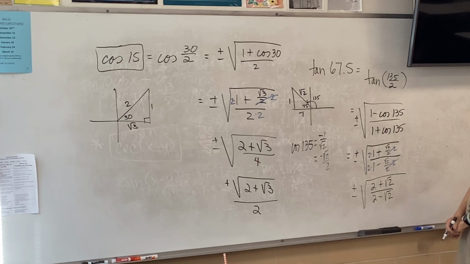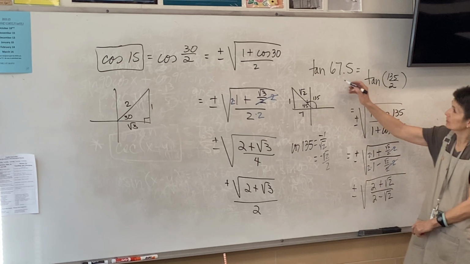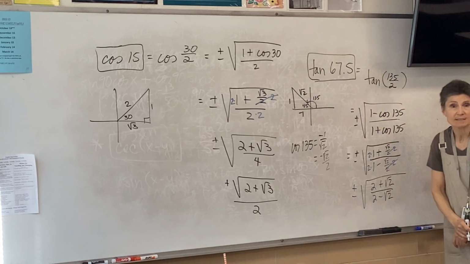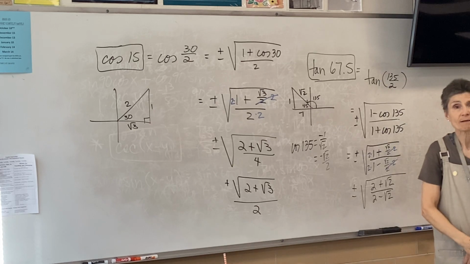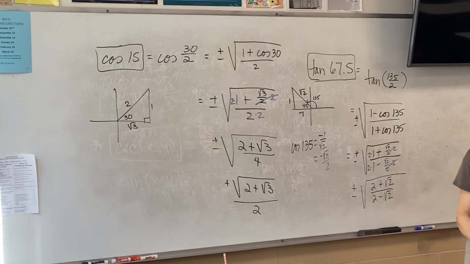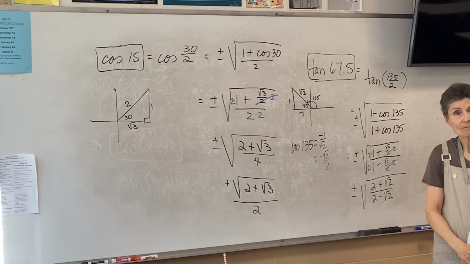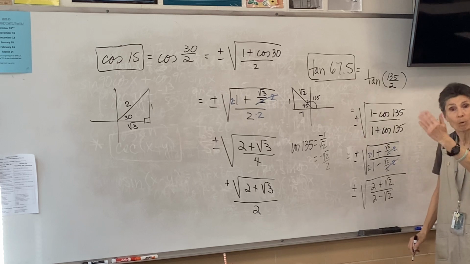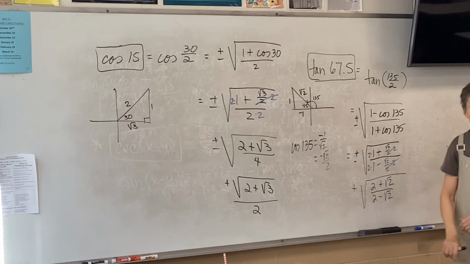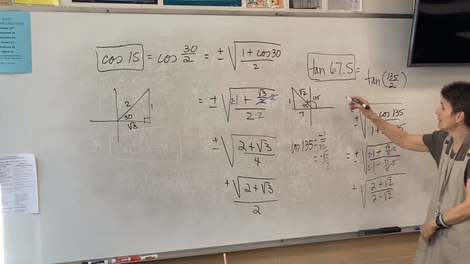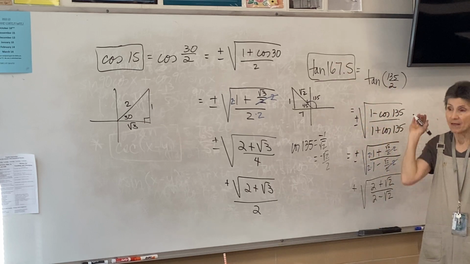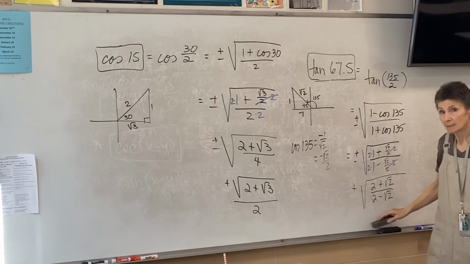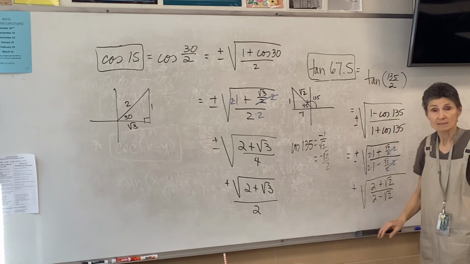Do I want the plus or the minus? Well, let's go back and look at our problem. Our problem is we want the tangent of 67.5. Think about this for a second. If you type that in on your calculator, don't, but if you did, would it come out positive or negative? Shoot, it's going to come out positive because 67 is in quadrant 1. So once again, we have a positive. If this had been 167, then it would be in quadrant 2, and then it would be negative. But it's in quadrant 1, so it's positive.